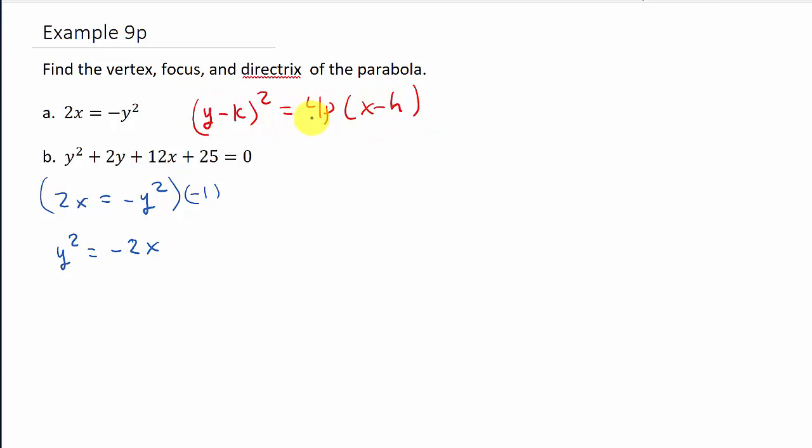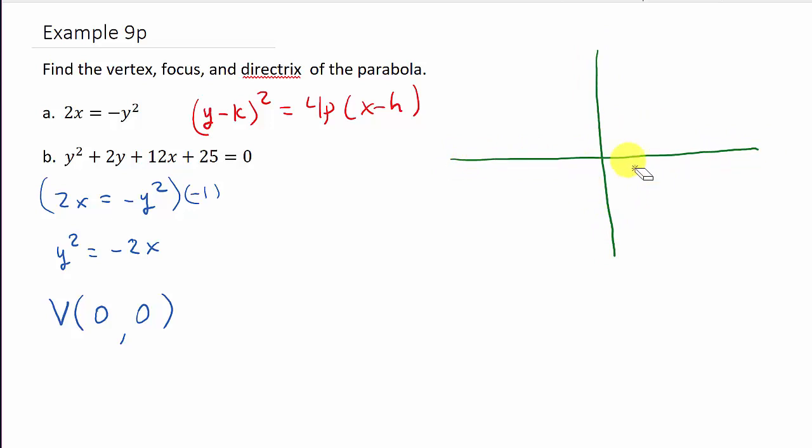All right, so now let's go ahead and get the vertex. As far as the vertex goes, let's see what we've got. Well, we've got just y squared. There's no k term, so k is 0. And then here we just have an x term, so h is 0 also, so our vertex is 0, 0. Now let's just make a rough sketch of the graph to see what we have. I'm going to draw it closer over here.